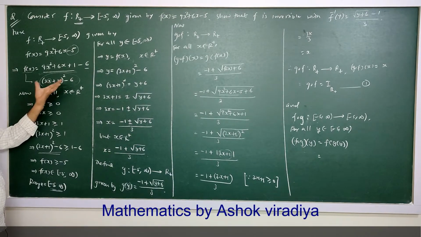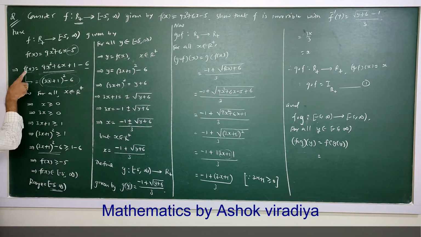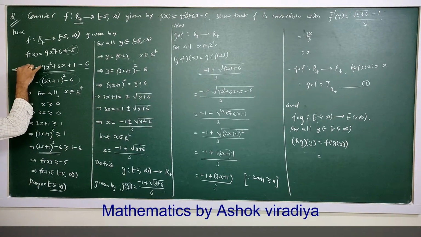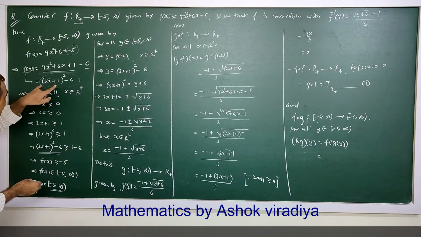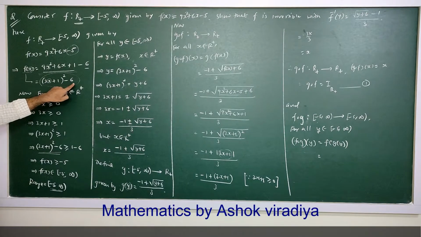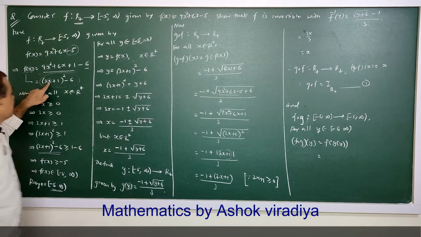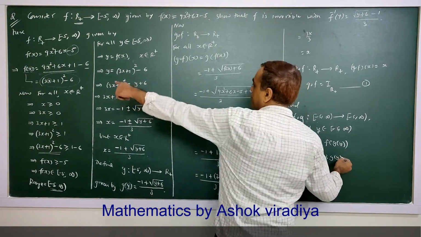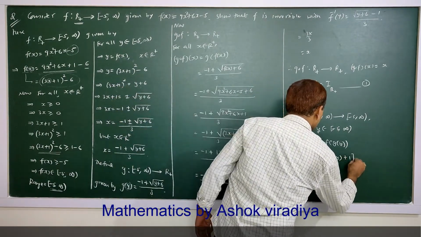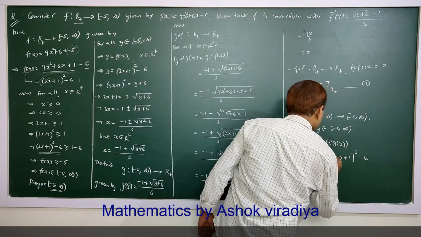So the calculation becomes simple. See f of g(y). Now x I am replacing by g(y). So f of g(y) is 3 times (g(y) plus 1) whole square minus 6. I am putting g(y) here. Clear? x is replaced by g(y). So 3 times g(y) plus 1, whole square, minus 6.